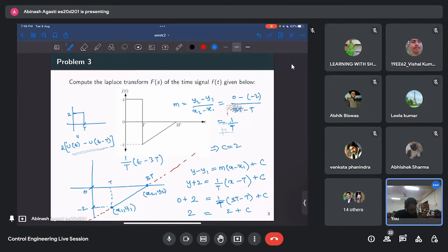Okay. Is this part clear? Not clear, sir. 1 by t. How are you getting that t minus 3t? See, if you write this as y minus y1, okay, I'll just do it.